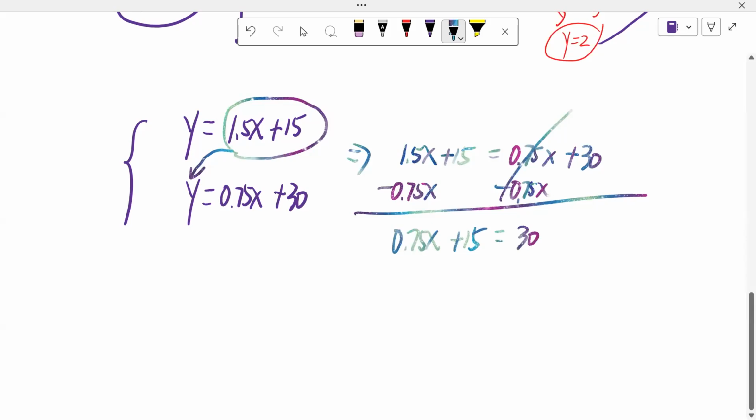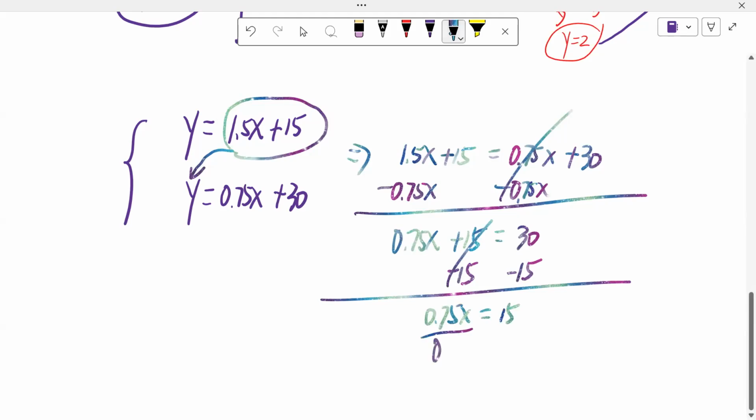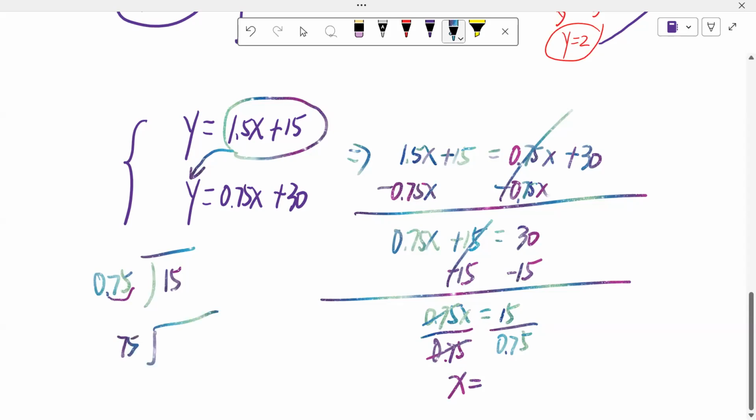Now subtract 15 from both sides of the equation. Cancel that. 0.75x equal to 15. And then we divide both sides of the equation by 0.75. We cancel 0.75, x is by itself. And let's do it, right? Let's do the long division. So I'll move the decimal 2 units to the right, make it 75. So we are increasing the divisor 100 times. Same thing for the dividend.